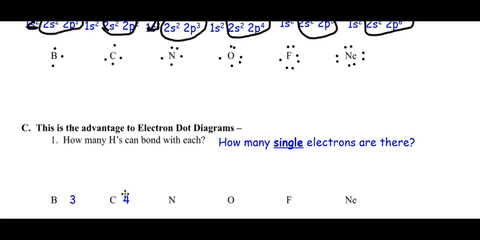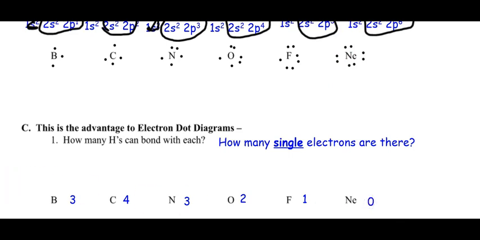Be careful with nitrogen, it's not 5. How many single, unpaired electrons are there? These are paired up here. Let's start, I went back and added that 5th one. So I have 1, 2, 3 single electrons. How about oxygen? I only have 2 single electrons. These are paired, that's single, that's single. I only got 2. How about fluorine? I only got 1 right here. It's my only single electron. How many single electrons does neon have? None. How many hydrogens are going to bond with it? None. That's why they call it a noble gas.